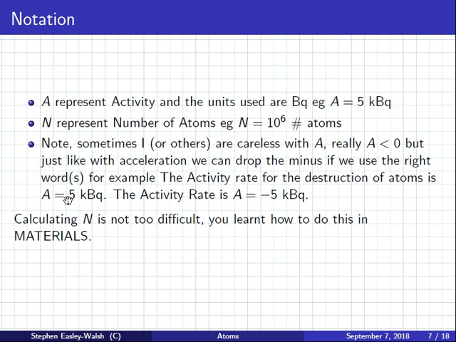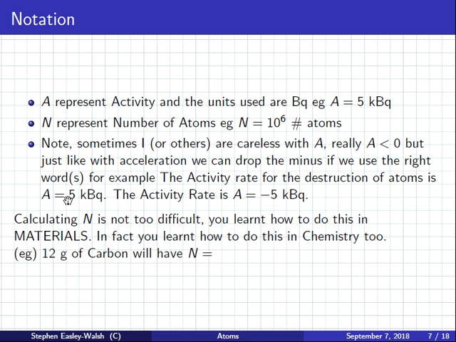Calculating N is not too difficult. You learned how to do this in materials, you know, PV equals nRT. So we've done this already, and you've done it in chemistry. For example, 12 grams of carbon will have 1 Avogadro's number, isn't it? Is that right? 12 grams of carbon is 1 Avogadro number of atoms. Have I got that right? How many atoms in 12 grams of carbon?